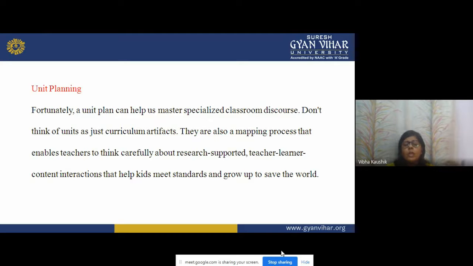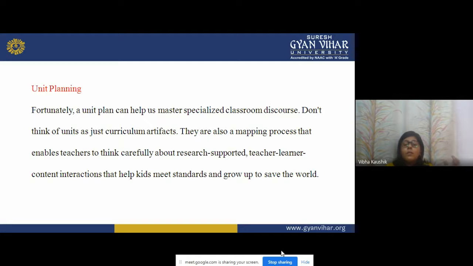These units are not just an artifact or a curriculum. They are also a mapping process. The units help develop a mapping process that enables a teacher to think carefully about research-supported practice. When the teacher is doing that, what are the researches done in that particular area, what are their findings, and those findings will help you make the teacher-learner content interaction.